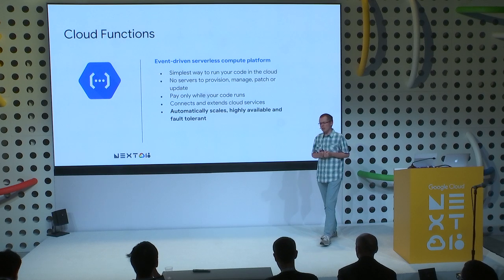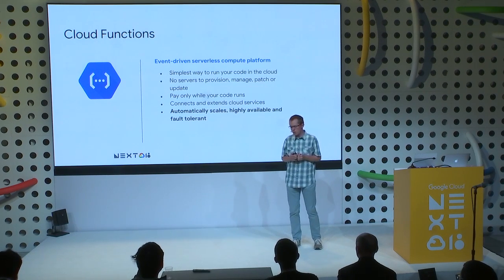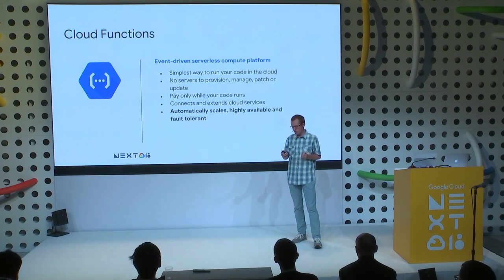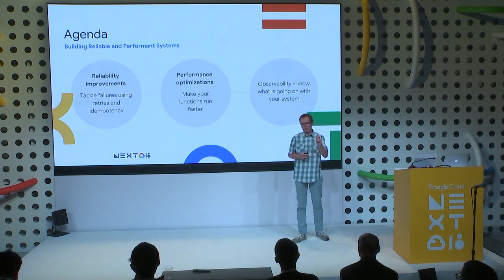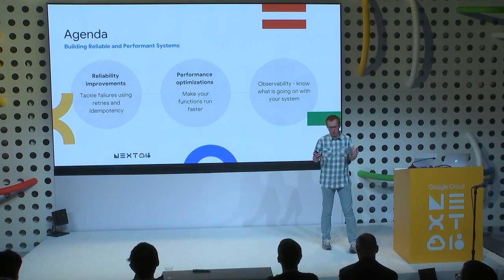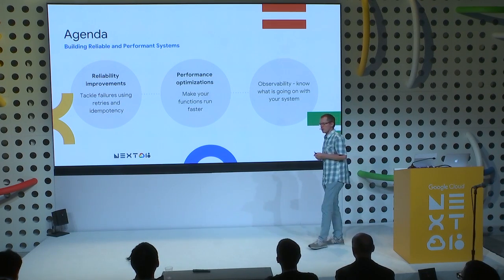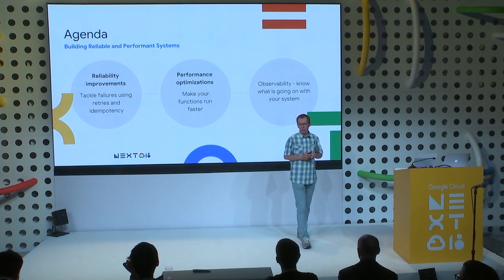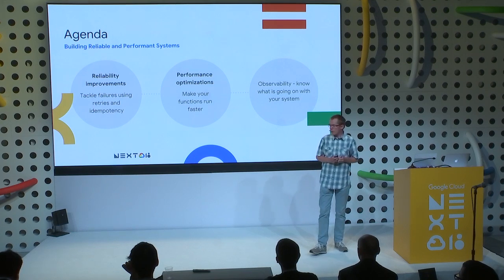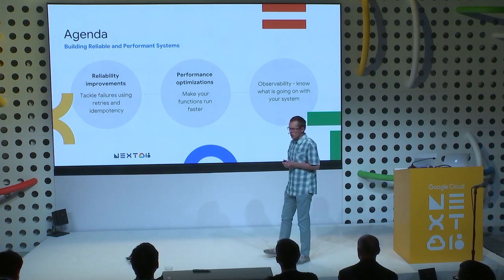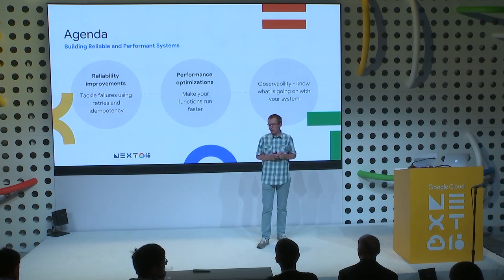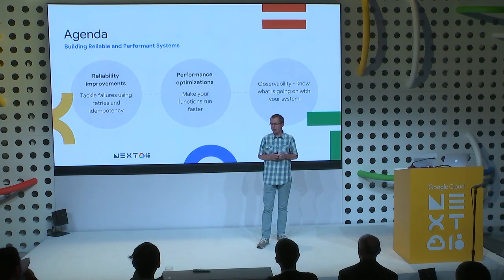But does it mean that all your potential problems with availability and performance are automatically resolved? The answer is not completely, as you can still apply multiple best practices to build a robust system. And we're going to talk about them in this talk. First, we'll cover reliability improvements. Then we'll move on to performance optimizations. And additionally, we will also discuss observability, which is important when you want to know what is going on with your system.